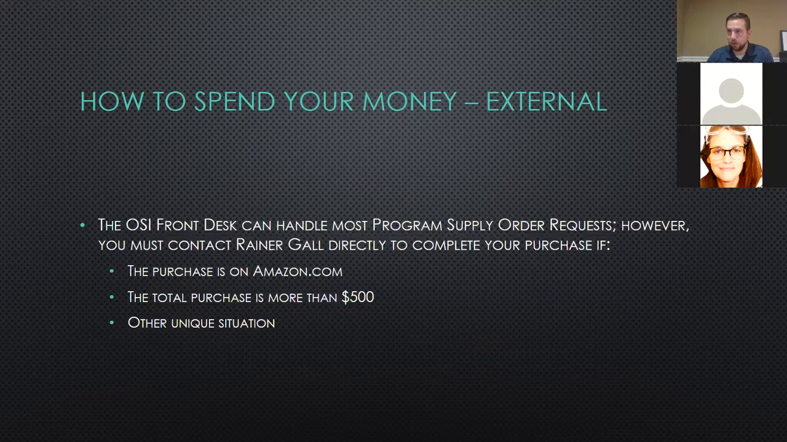Some exceptions to that where you will need to contact me instead. If you are purchasing something from Amazon, we can do that, but the university has a business license with Amazon, and I will spare you the details, but the front desk cannot do Amazon purchases. Only full-time staff members can do that. So you would need to contact me, and either I will do it or I'm going to delegate to another staff member in the office, and we'll get that Amazon purchase done with you. Another exception is if your total purchase is going to be more than $500. That's just for the sake of records. We have a limit on the front desk card that they use for $500 per transaction. So if you're spending more than that in a single setting, you'll need to contact me.